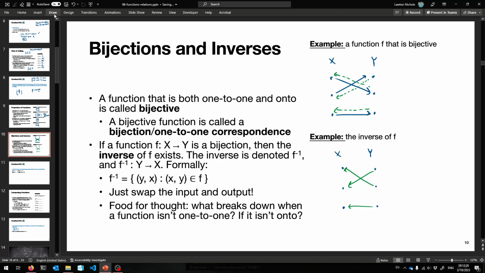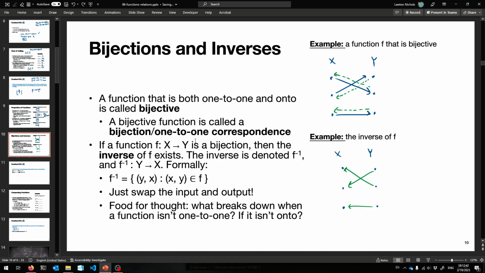Okay, so formally, mathematically, the inverse of a function f is all the yx pairs where there was an xy pair in f. So let's just take this input-output mapping and flip it around. Now the output maps to the input. That's what it means to be an inverse.